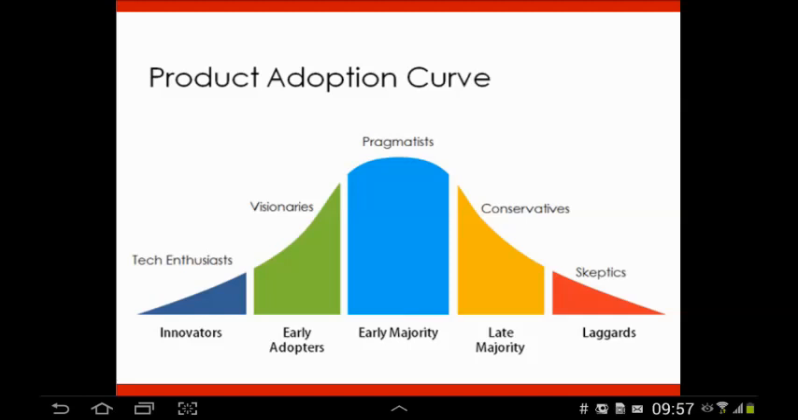Alright, so that is the strategies that you can use during the different phases of the product life cycle.